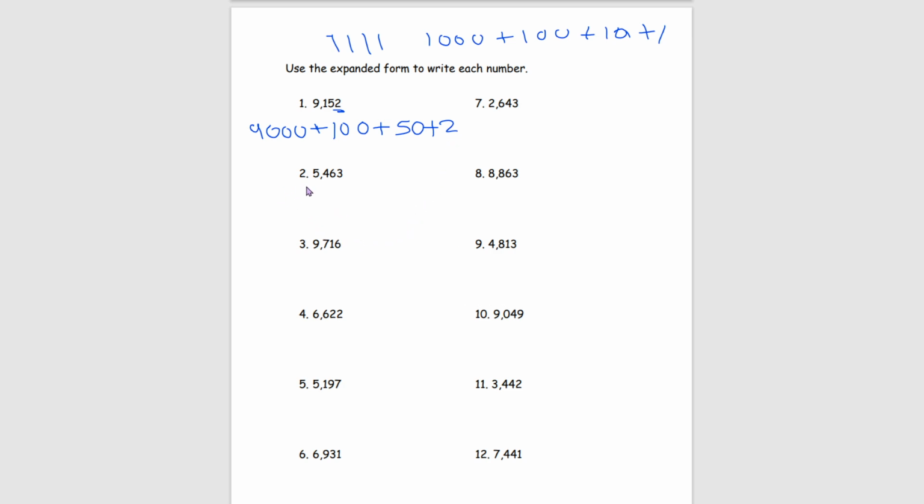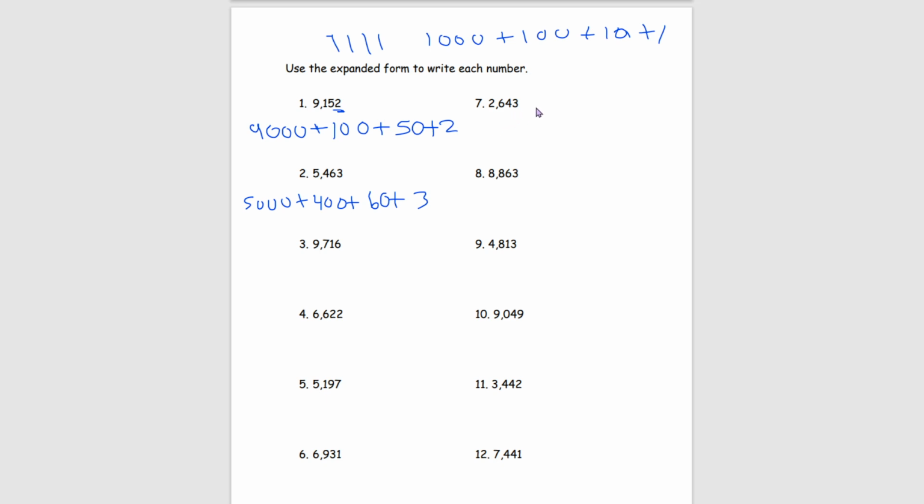For number 2, we're going to do the same thing, and since we have a 5 in the thousands place, we're going to put a 5,000 right here. And then we have 4 in the hundreds place, which means 400. 6 in the tens place, which means 60. And a 3 in the ones place, meaning 3.